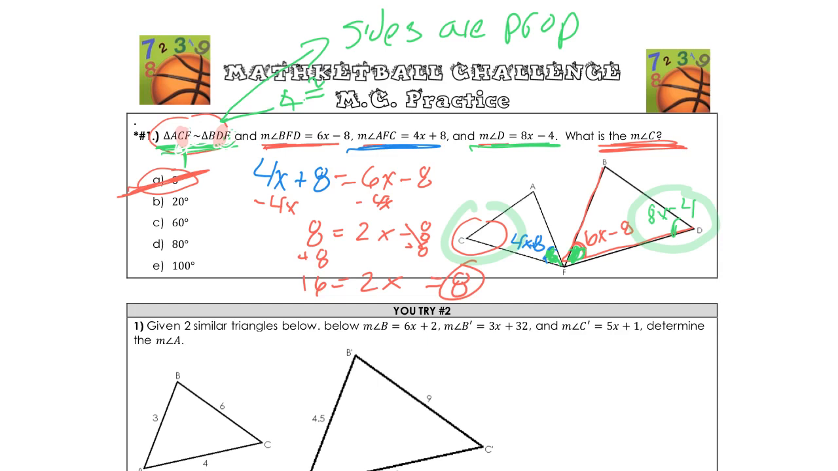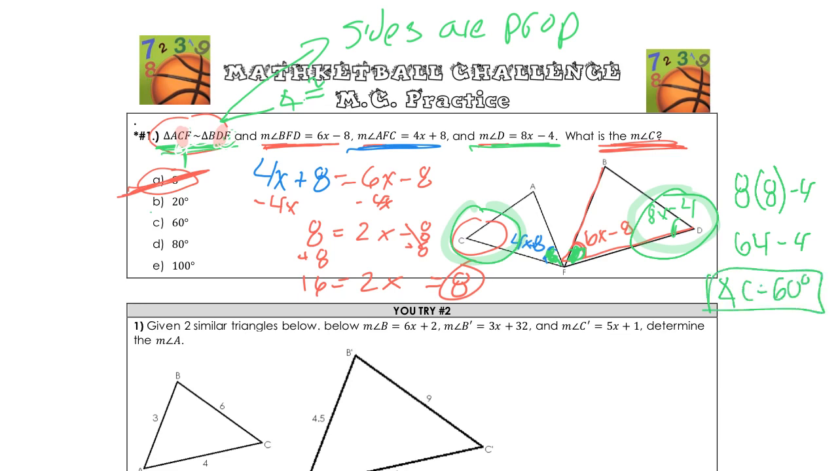So I just got to substitute in my x for 8x minus 4, because this angle D is equal to this angle C. So 8 times 8 minus 4. That's 64 minus 4. So angle C equals 60 degrees. So that would be my final answer.